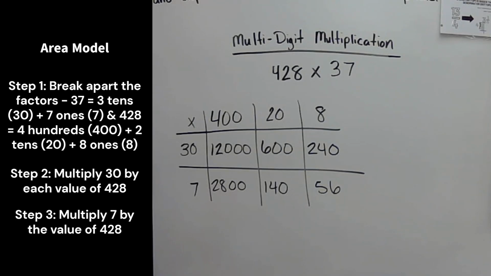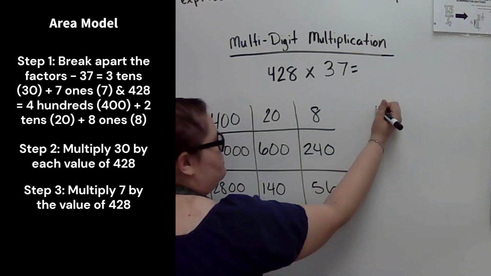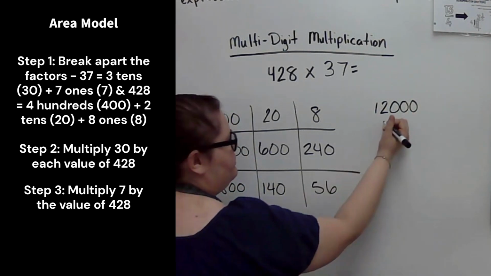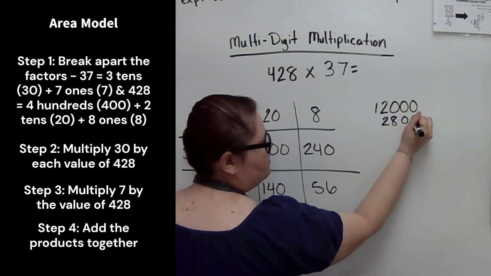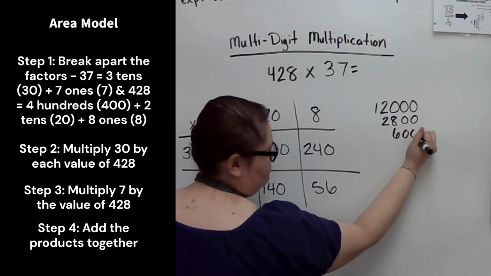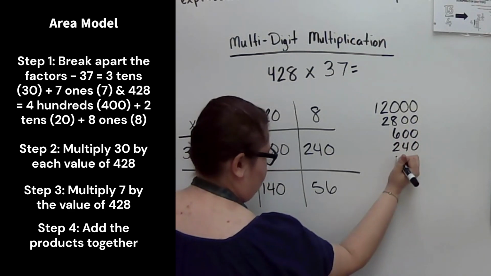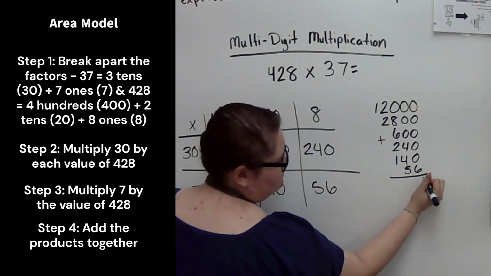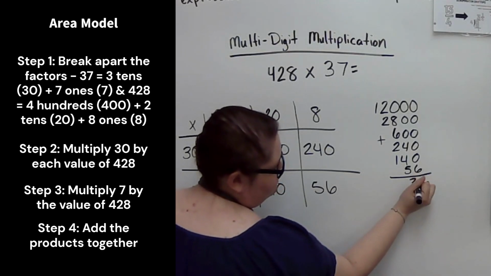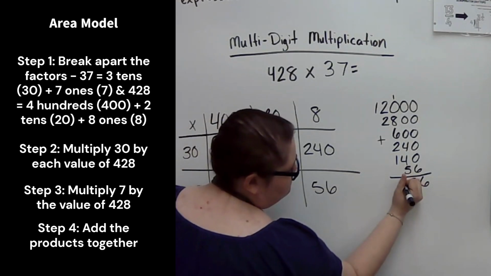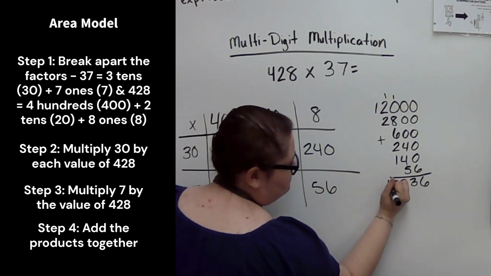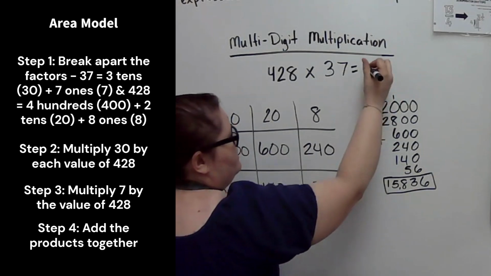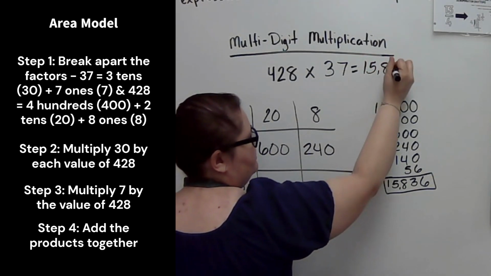Now I'm going to add all of my numbers together, making sure that I take each number and line it up with its place value. So 428 times 37 equals 15,836.